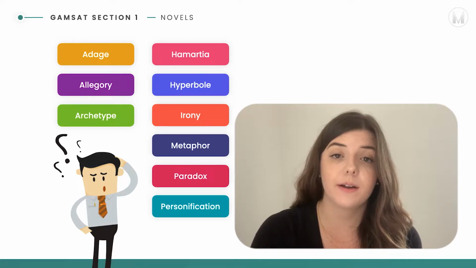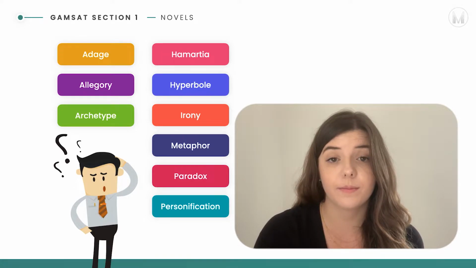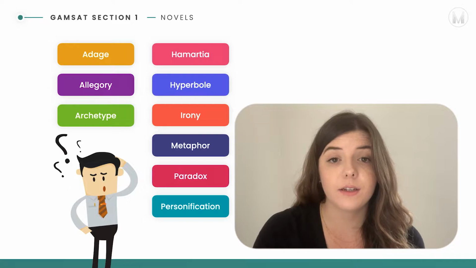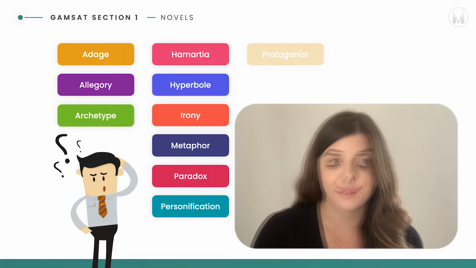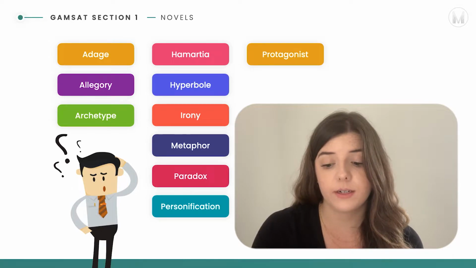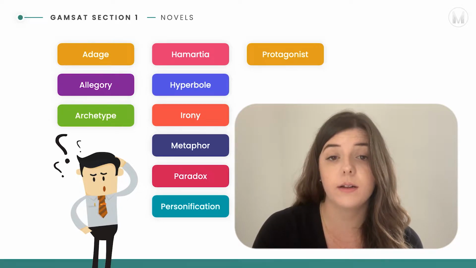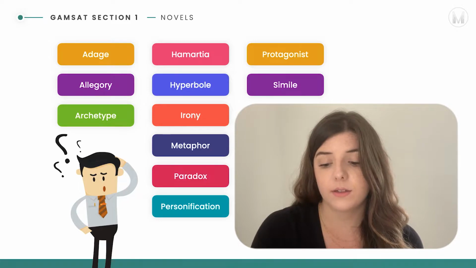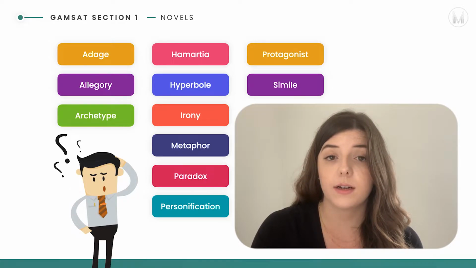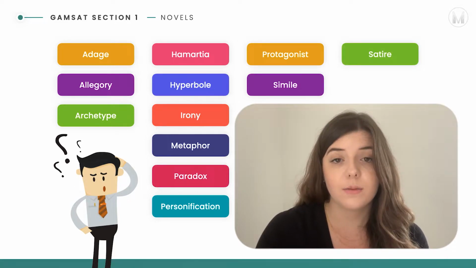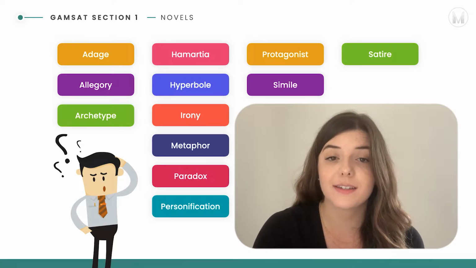Personification is the attributing of human characteristics to something non-human. For example, if we said the sun is smiling. Smiling is a human characteristic, and here we're attributing it to the sun, which is an inanimate object. The protagonist is a very important character within a short story, and it's the principal character or the participant in a real or literary event. A simile is a specific type of metaphor, so it compares items, but it actually uses specific words such as like or as. Satire is the use of humour to ridicule or criticize people or a society.